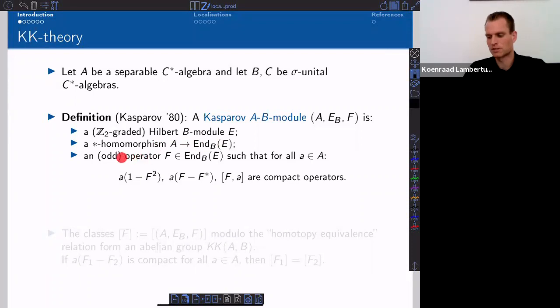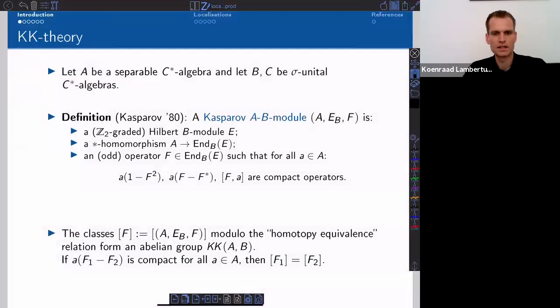And then most importantly, we consider an operator F. Usually we have gradings around, so we consider an odd operator. We assume that for this operator F, these three operators that we write down here, for any a in the algebra A, are compact operators. Then we consider these operators modulo an equivalence relation, which is called homotopy equivalence. The equivalence classes modulo homotopy equivalence then form an abelian group. This is the KK group of A and B.